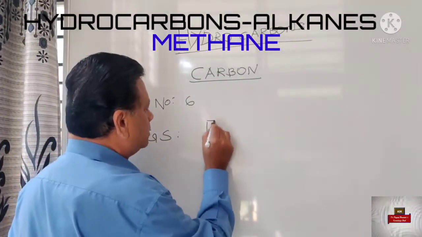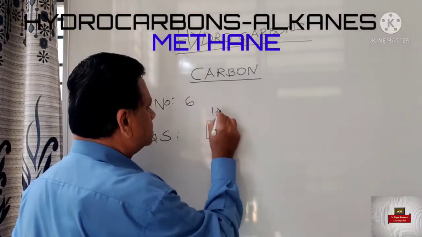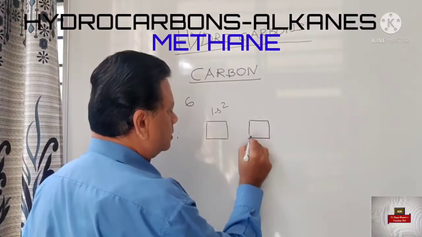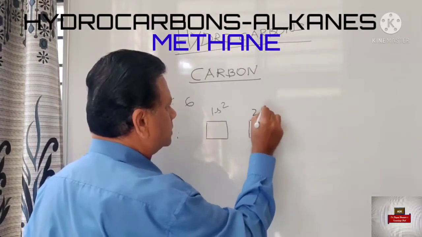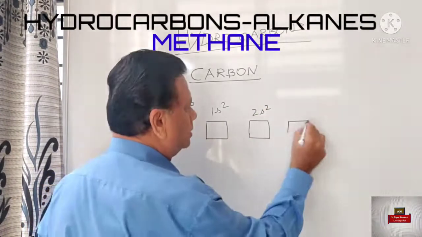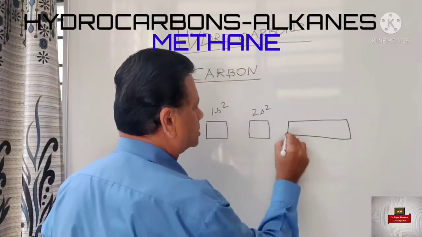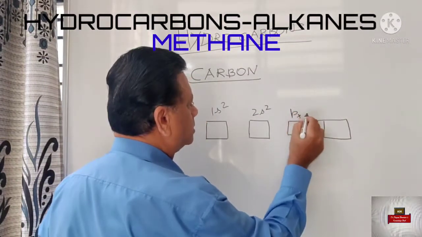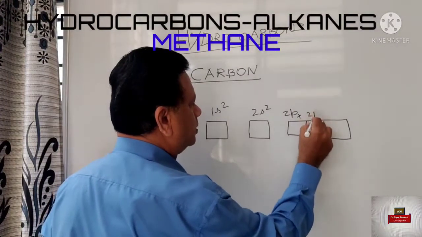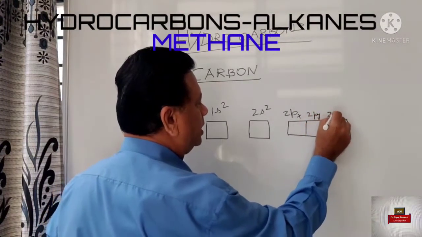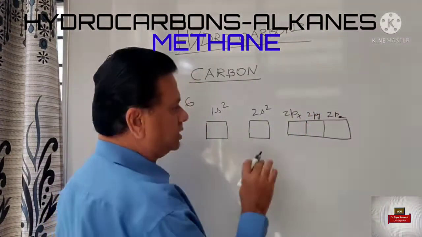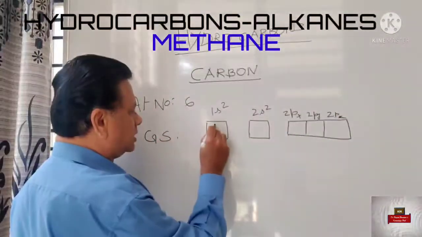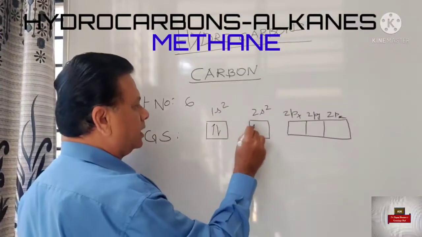So you have 1s2, then 2s2, then 3 orbitals, 2px, 2py, 2pz, 3 orbitals. So in the ground state, the 6 electrons are distributed like this.